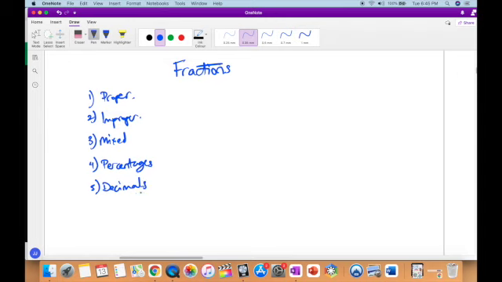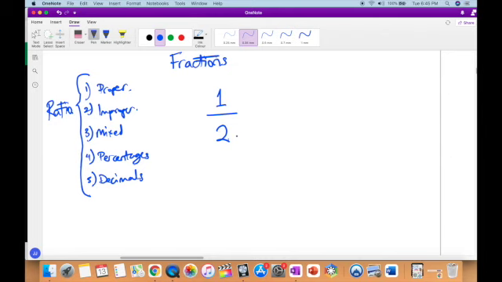And you notice I didn't count ratios as one of them. That's because all of them are ratios. A fraction is a ratio. So when we're talking about fractions now, you have a fraction like 1 over 2, and there are many ways that we could think about this thing, right?